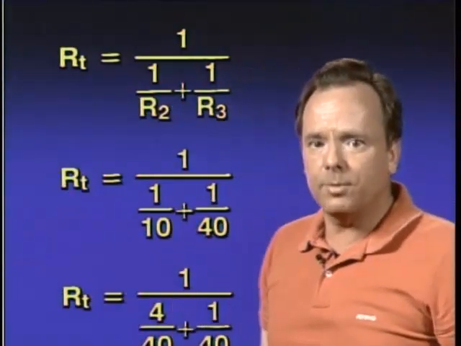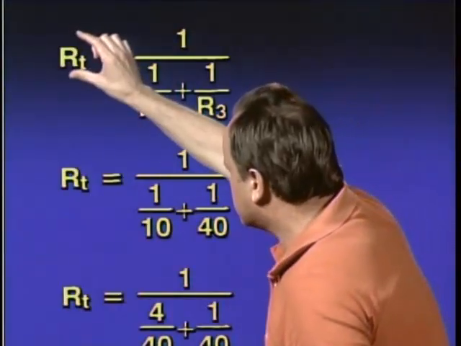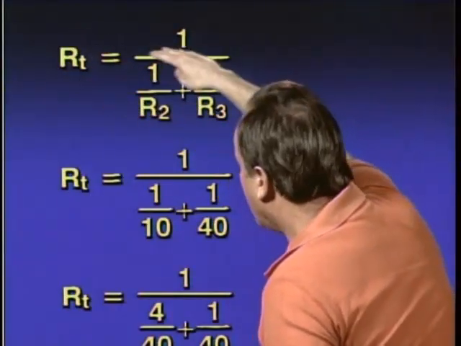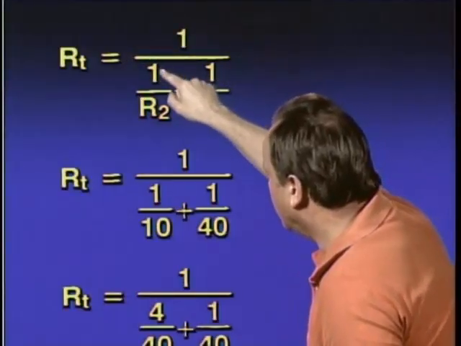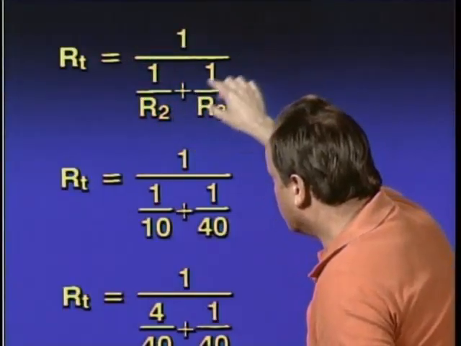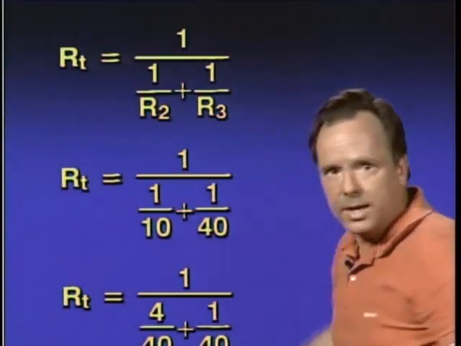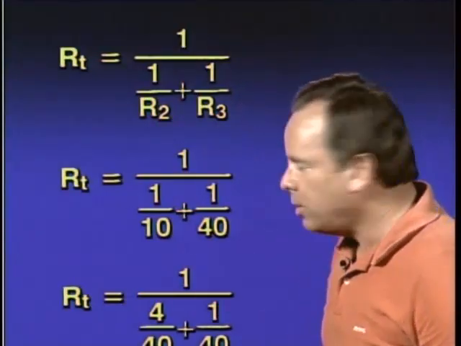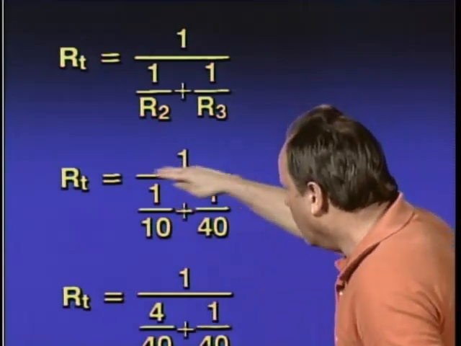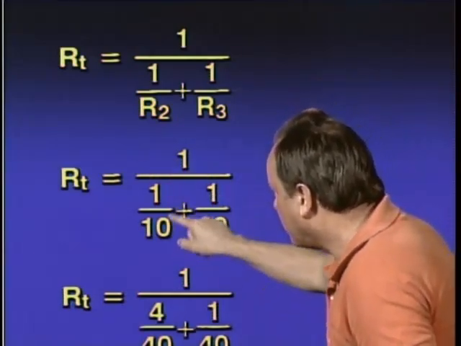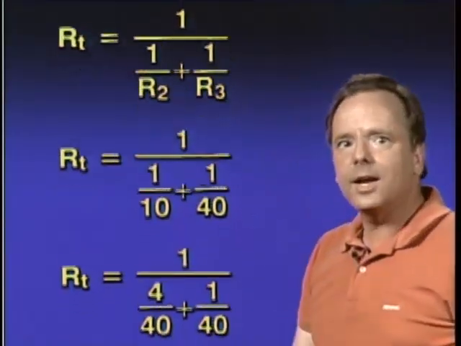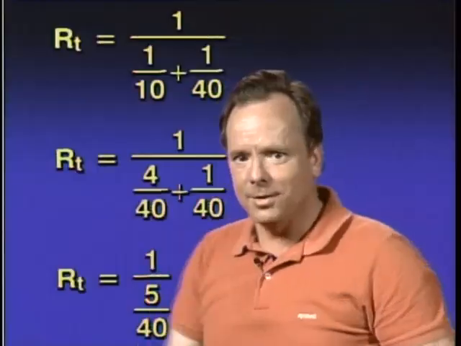It's resistance 2 and resistance 3. So the total resistance for resistance 2 and 3 goes like this: 1 over the fractions 1 divided by resistance 2 plus 1 divided by resistance 3. And the resistances were 10 ohms and 40 ohms, so it becomes 1 over 1/10 plus 1/40. Now let's take a look at how we're going to solve the rest of this down here.